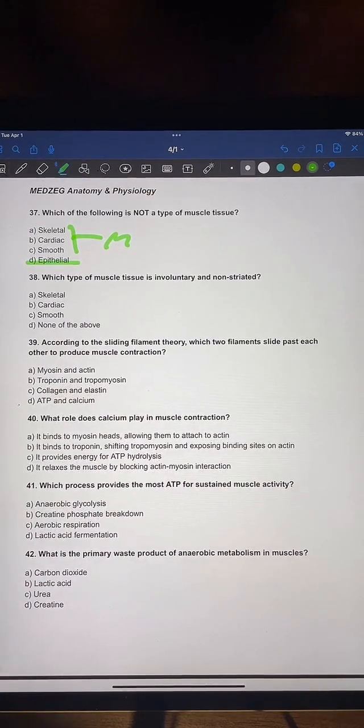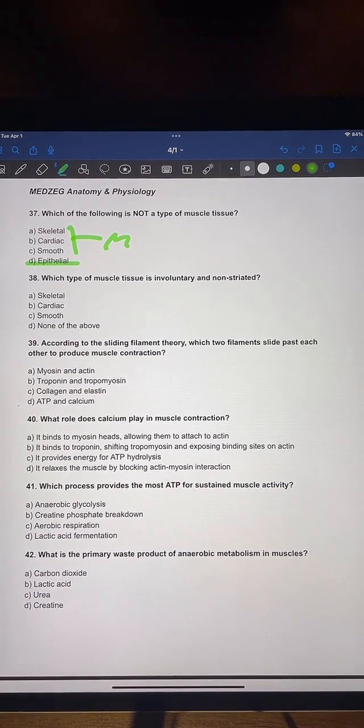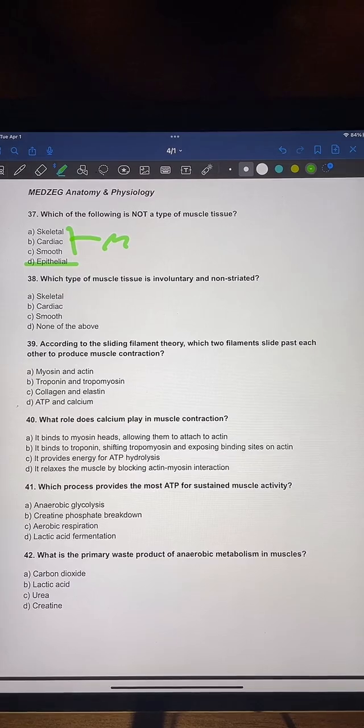Moving on to number 38. Which type of muscle tissue is involuntary and non-striated? I talked about it earlier. We went over cardiac, which was involuntary and striated or banded.